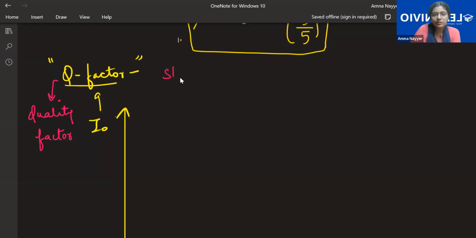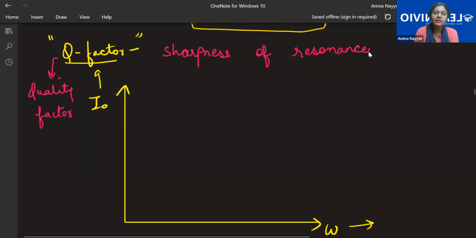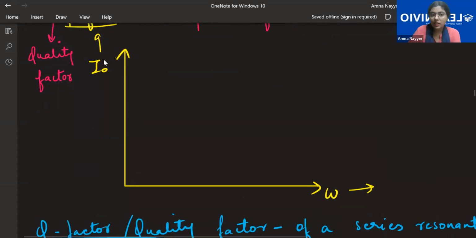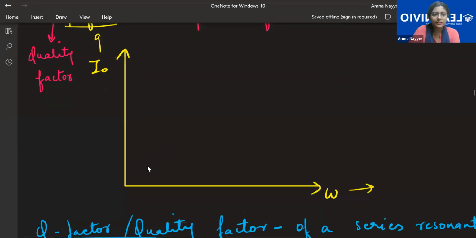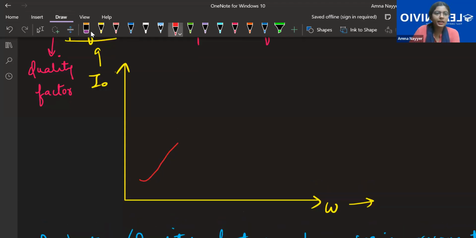It tells about the sharpness of resonance. So if I plot the graph between current versus angular frequency, the graph that we'll obtain will be like this. Or in fact, I'll tell you for different values.